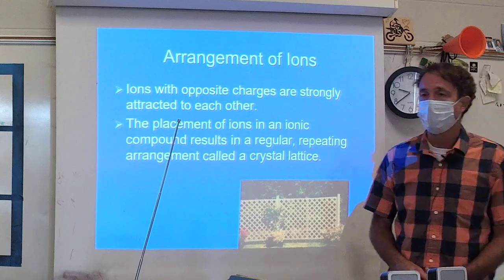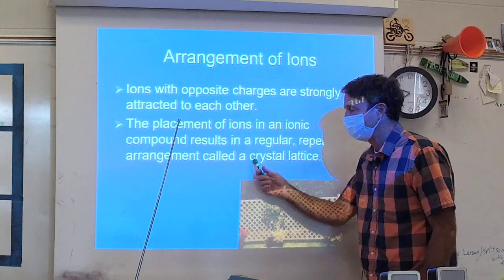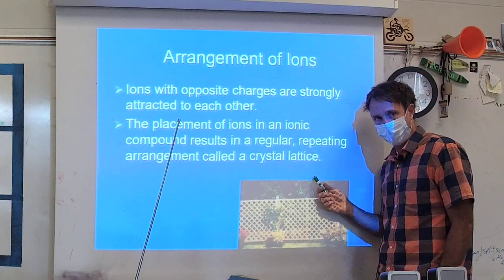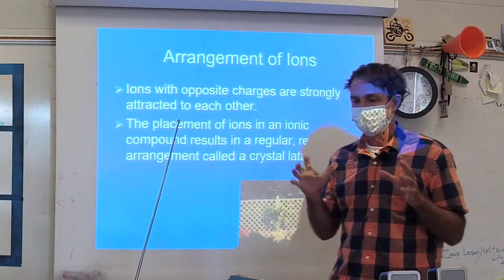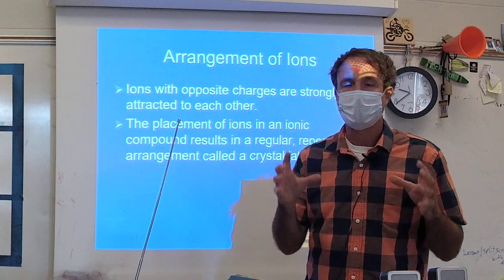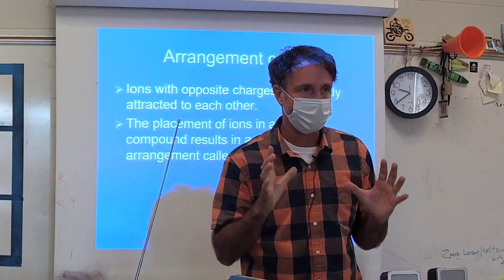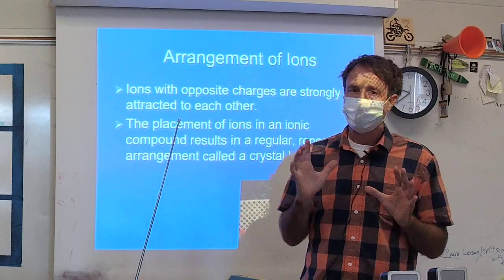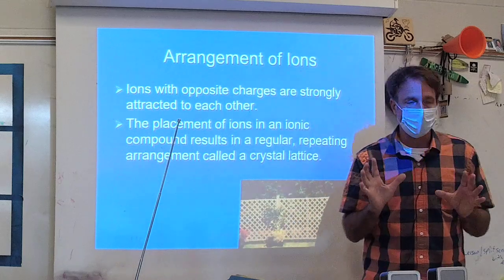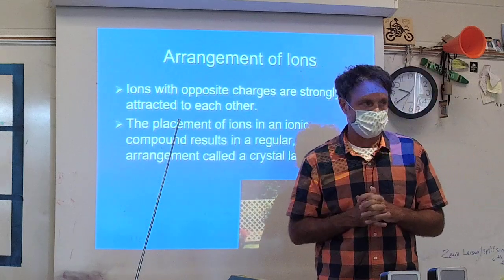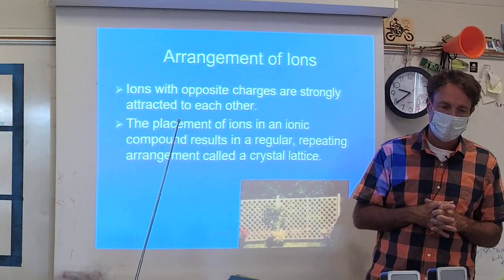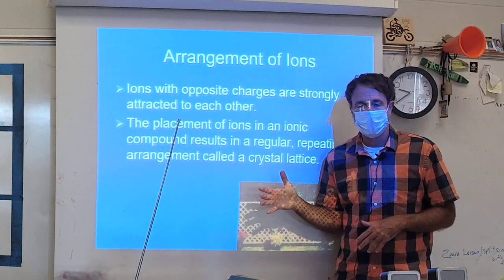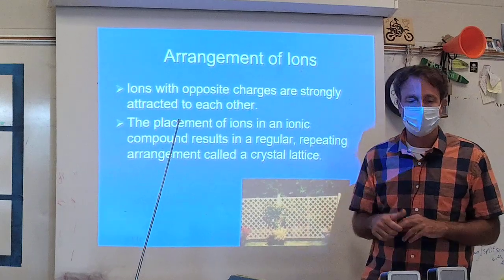And this is a word you want to write down: a crystal lattice. Ionic compounds form a crystal lattice of ions. And that is a very strong structure. And the structure has some very predictable physical behaviors. Okay? So ionic compounds form what we call a crystal lattice.